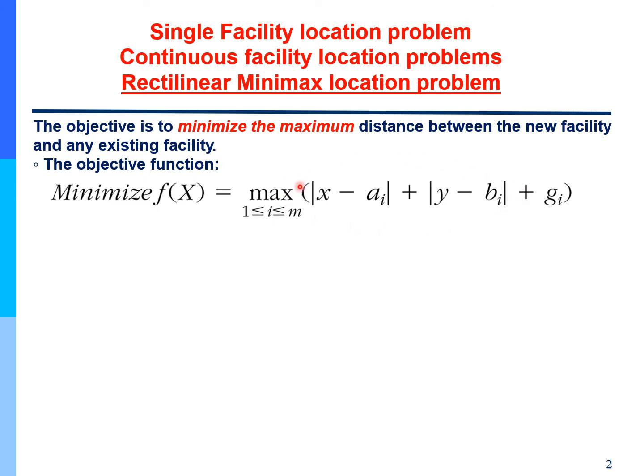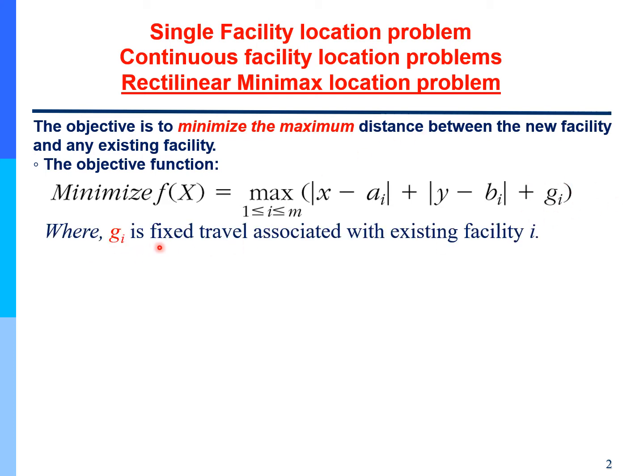So this inside term is actually your rectilinear distance, and this GI, we said that in some problems we may need it. It is some kind of a fixed travel associated with all existing facilities. I mean, it's always there, whatever your X and Y coordinates. For example, in a multi-story location problem, the length of the elevator, you should always cover that distance. So it is some kind of a fixed travel distance. In some cases, you don't have it. It is zero. But in some problems, you may have it.